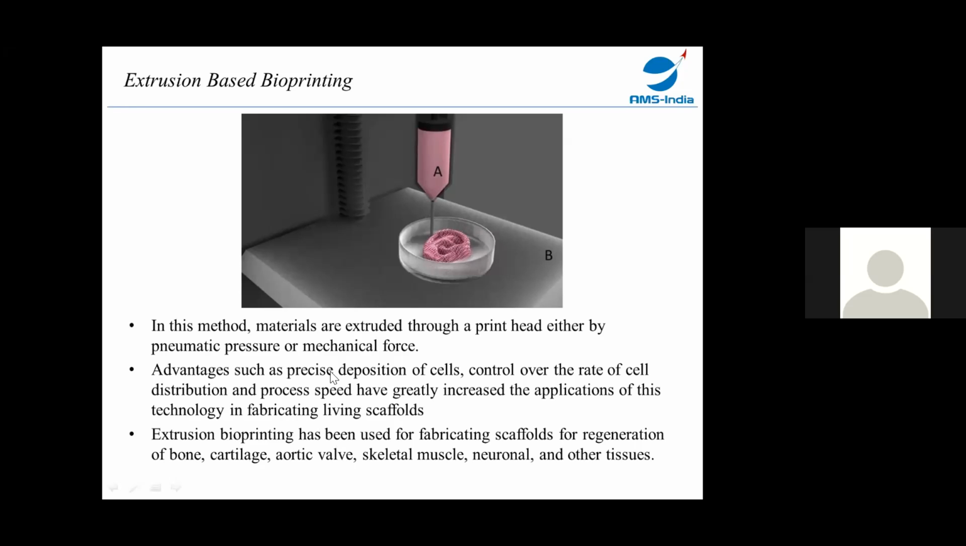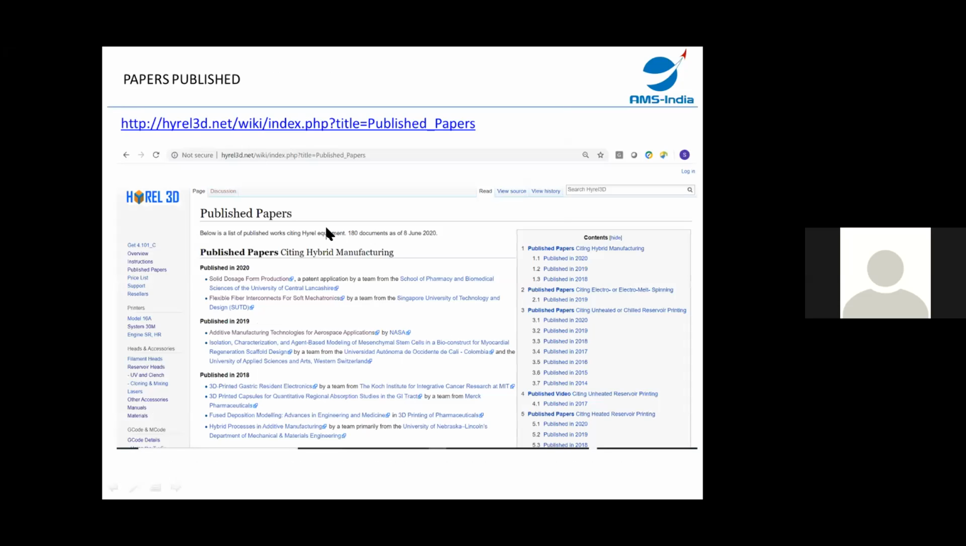And this is where they also use it for tissue engineering purposes. One can go through our website called Papers Published under Hydra 3D, HYRL3D.net. HYRL stands for High Reliability. HYRL3D.net, and you can see different papers being published by different schools from across the world. In fact, some people from India are now going to publish, and we put their papers up on the website too. But I would request you all to please go through this website and the published papers to see the amount of research being done on the machines that we are supplying.